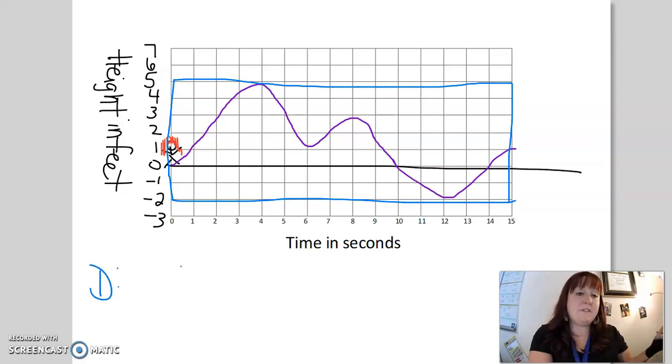So what is the domain? Well, the farthest left that we go, when did we start the video? When did this whole graph start? Well, this whole graph started at 0 seconds. And when did the video end? Well, it ended at 15 seconds.